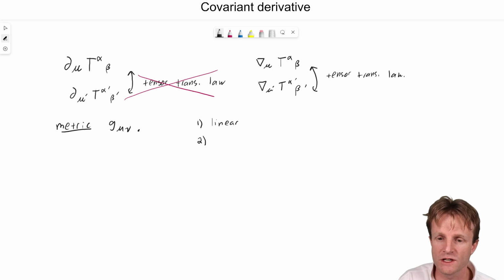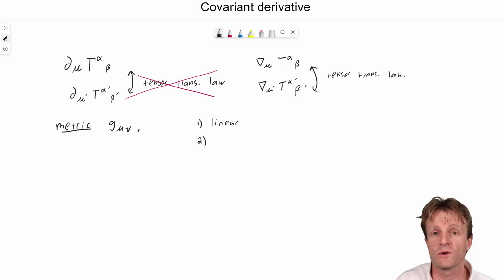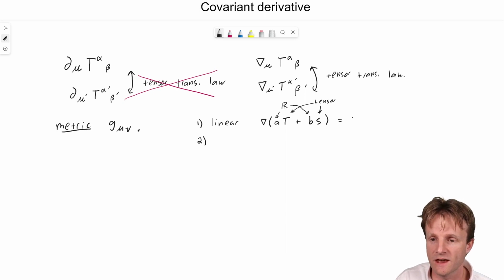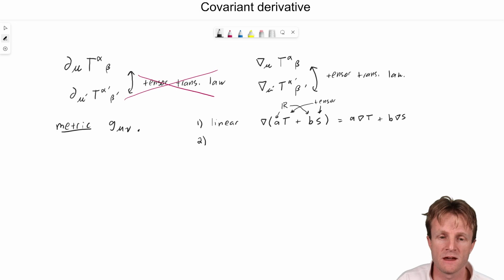So the first condition is that any derivative operator should be linear. So if you act a derivative on some a times t plus b times s, where a and b are real numbers, and t and s are tensors, then it should be the case that the answer is a times the derivative of t plus b times the derivative of s. Every derivative operator we can think of ought to behave like that.